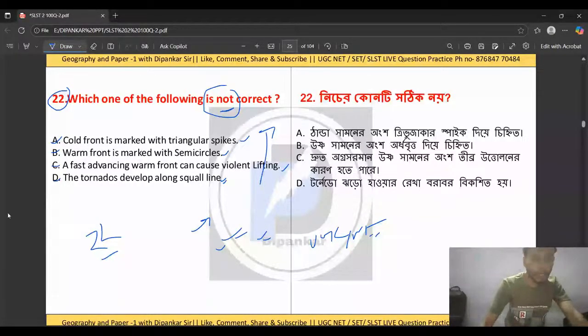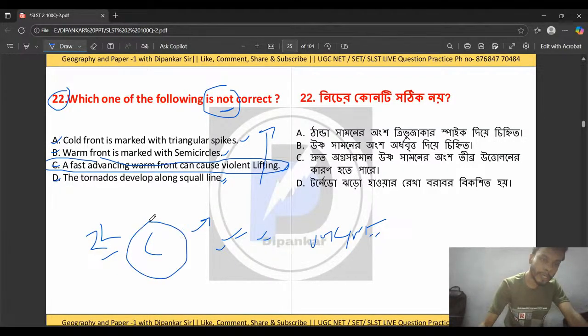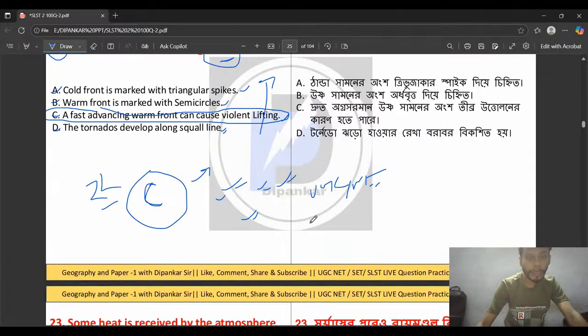So, a fast advancing warm front can cause violent lifting. This option is not correct. So the correct answer for 22 will be C. Option C is the correct answer. Let's go to the next question.